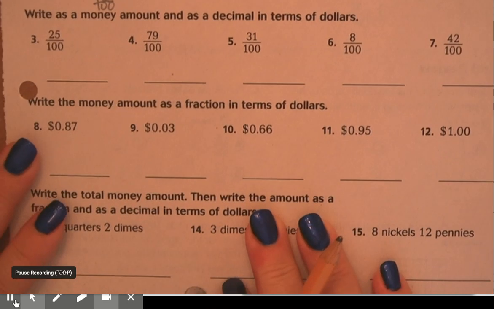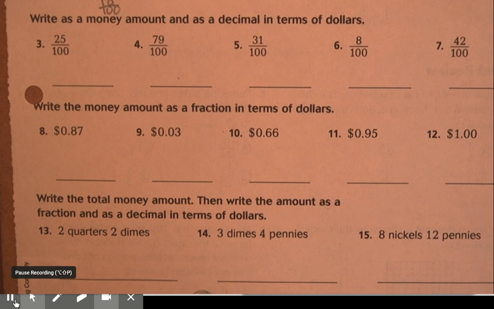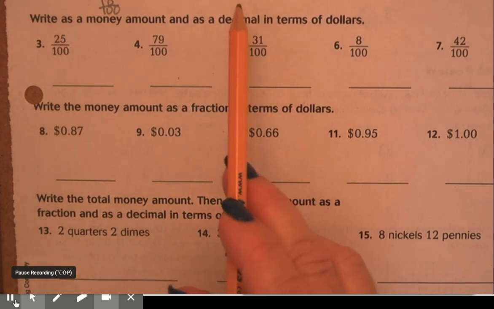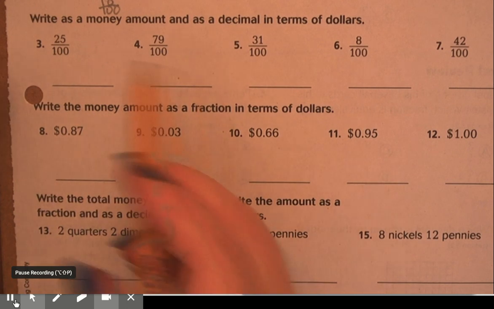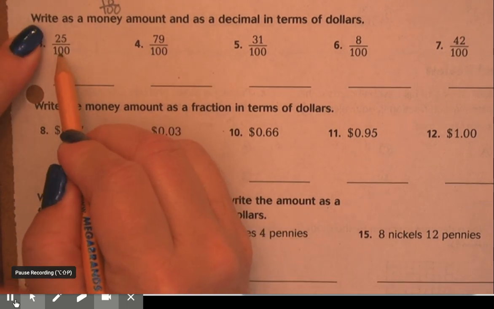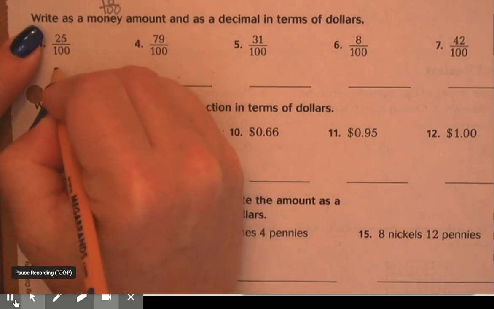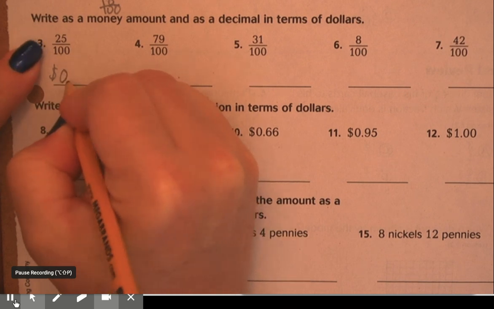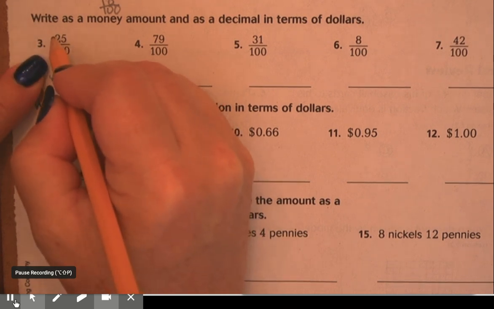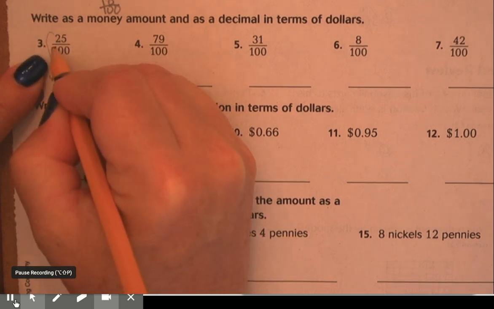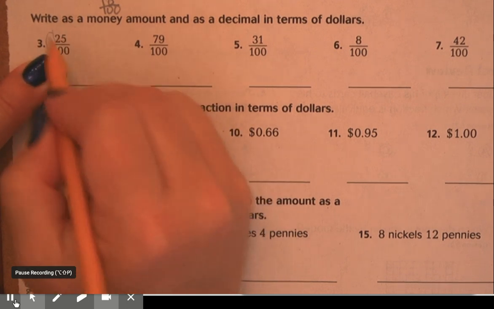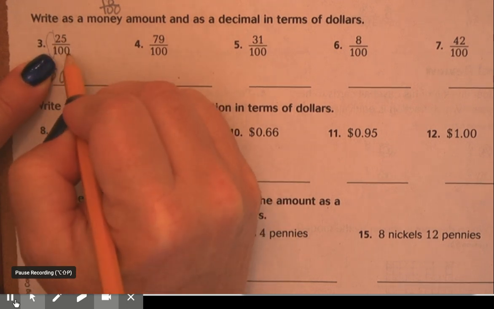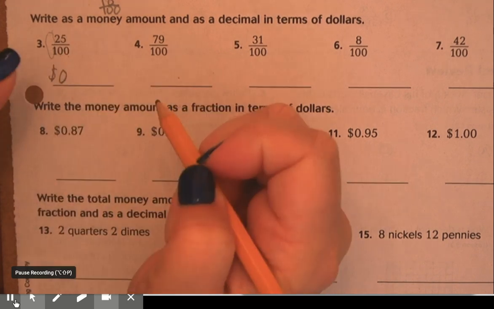And the next section says to write the money amount and as a decimal in terms of dollars. So you have 25 hundredths. So the money amount would be $0, because if there was a whole here, it would be written right here. The whole number would be right there, and that would also be called a mixed number. This is just a fraction, and it's less than 1 because the numerator is smaller than the denominator.